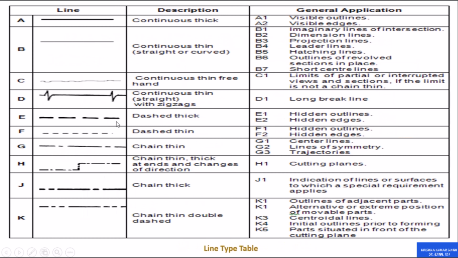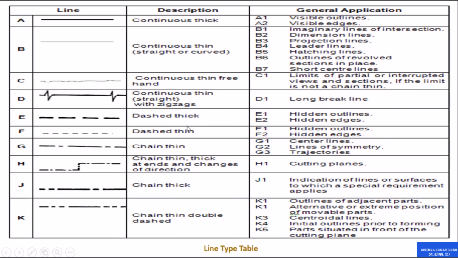Here, you can see different types of lines. Continuous thick lines are used for visible outlines. Thin lines are used for imaginary lines, dimensions, and projection. These kinds of lines are used for showing breaks in a long object. These dashed lines are used for hidden outlines, and this dash-dot line is used for center lines. These are the important lines, the others are not so important but you should learn about them.